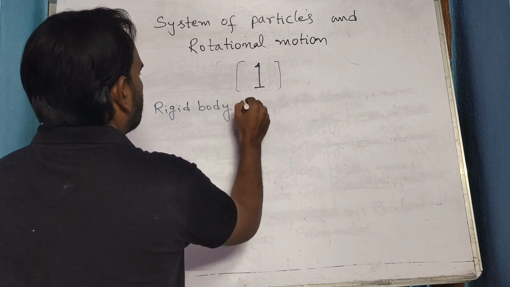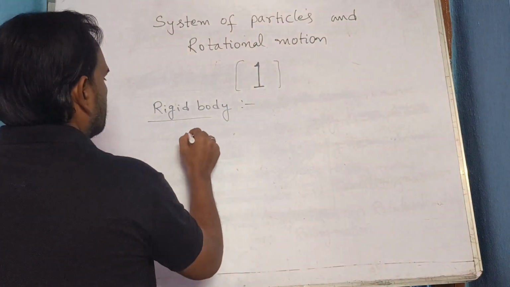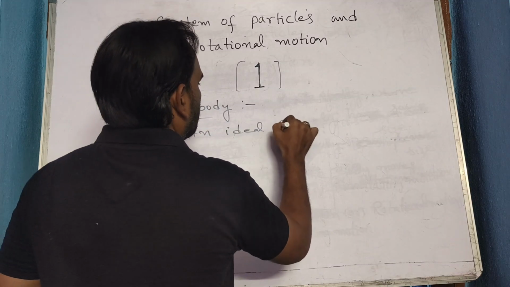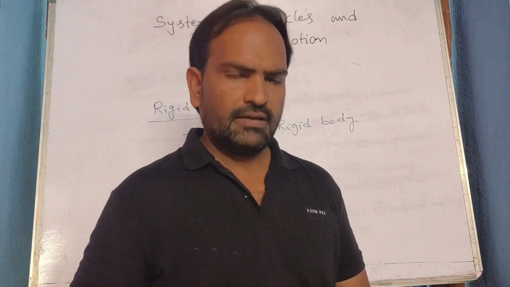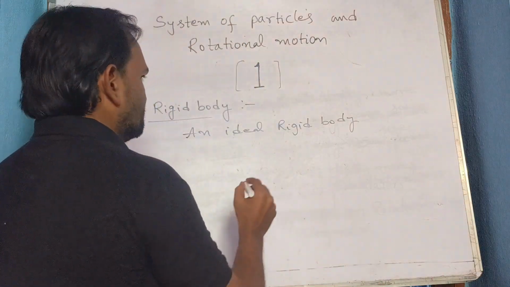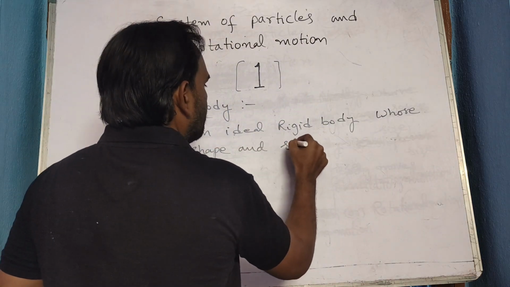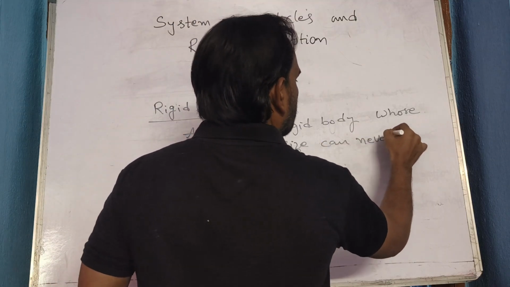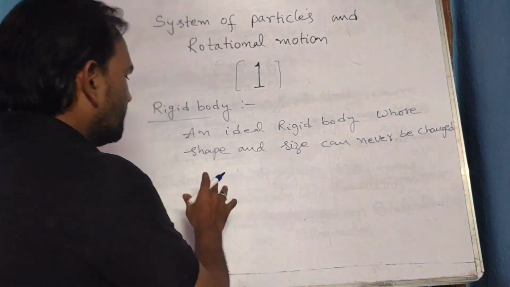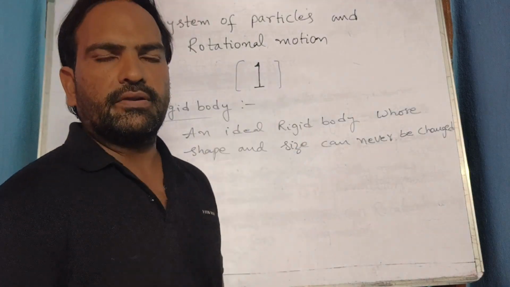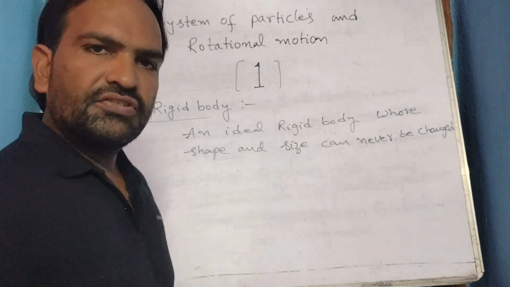An ideal rigid body is a body whose shape and size can never be changed, whatever external influence acts on the body. Even if an external force acts on the body, the body's shape and size can never be changed.